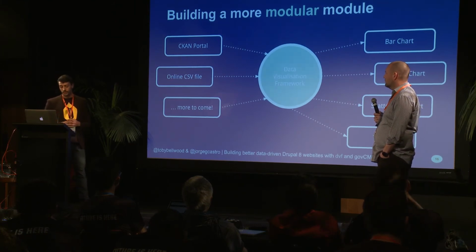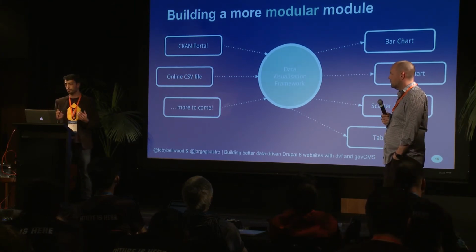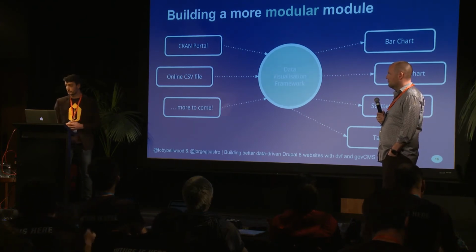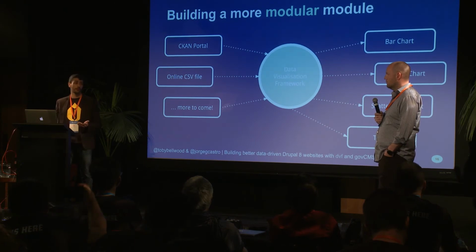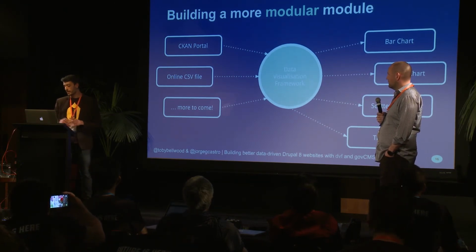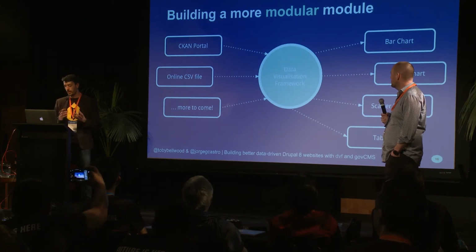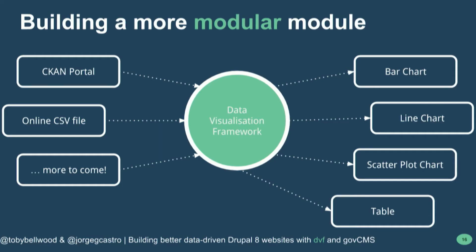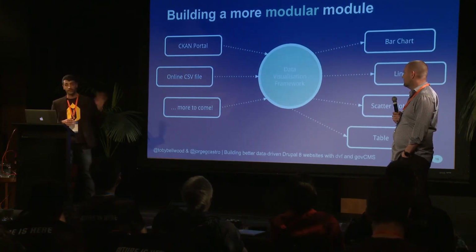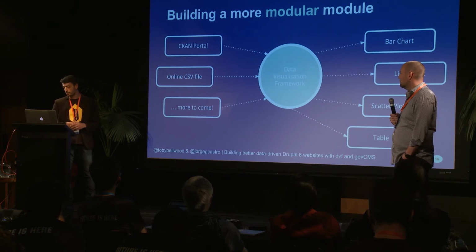So if you want to extend this module, if you want to plug into a JSON format, all you have to do is create another data source. If you want to integrate with XML files as well, all you have to do is just implement another data source. And then in the middle you have the Data Visualisation Framework, just orchestrating what comes in and what comes out as well. And what comes out of the box is a bar chart, line chart, scatter plot, and a table with all the features that Toby mentioned.